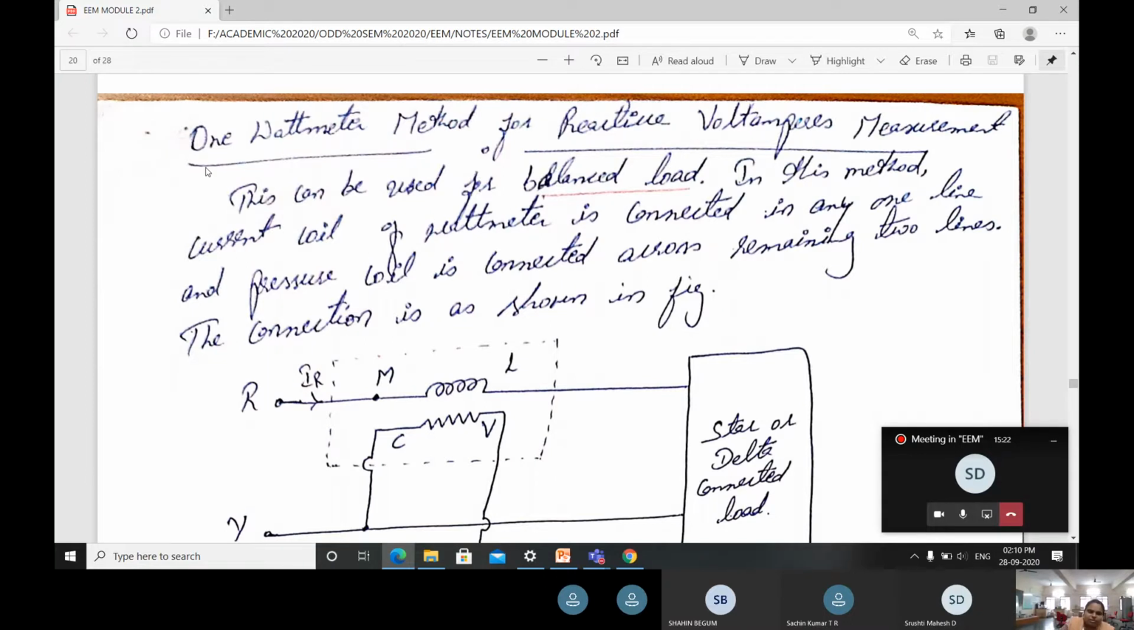In basics, we use three wattmeters to find the power factor. I hope you remember, in the first year electrical experiment, you finished the experiment on how we measure the power by using the three wattmeter method. I hope you remember those. Here we are going to use only one wattmeter. This can be used for a balanced load.